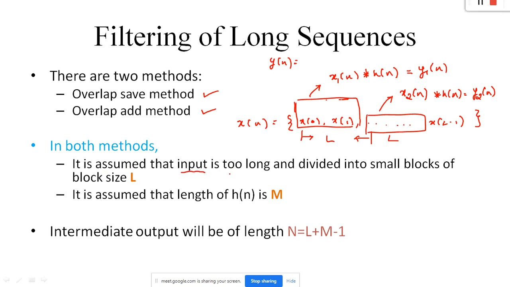In both methods, your input, which is long data, is divided into small blocks. That is the first important point. I will call the block size, the length into which we divide the input, L. And h of n, as usual, we will call its length M. Now, as I told you, I will be performing the convolution operation, obviously a circular convolution.